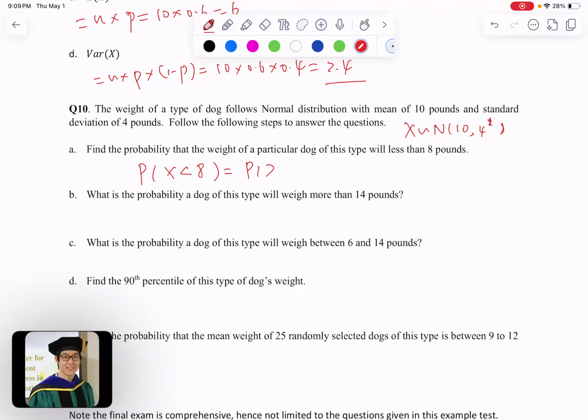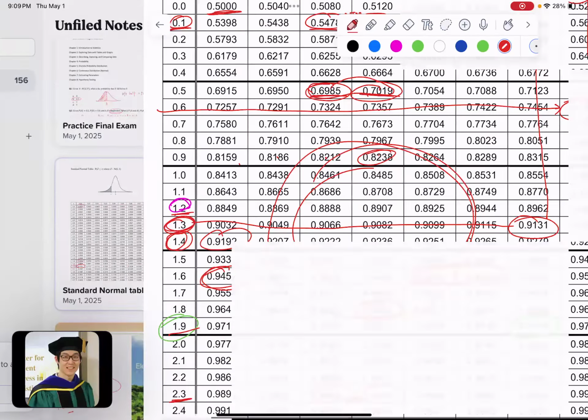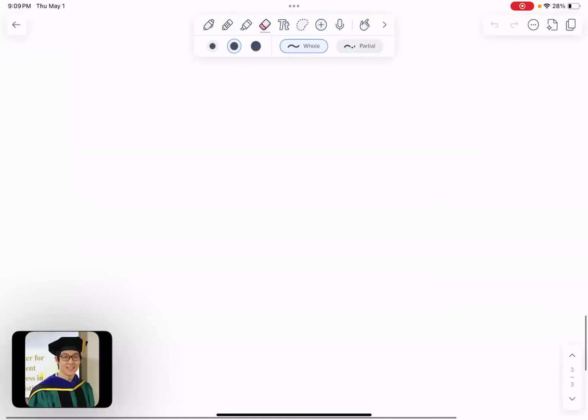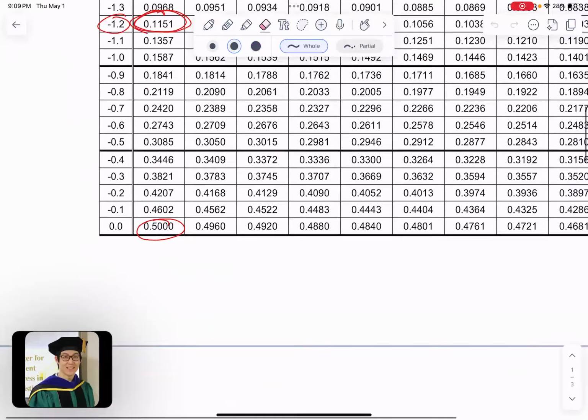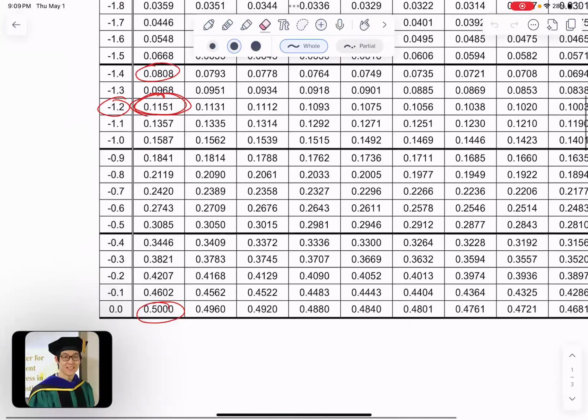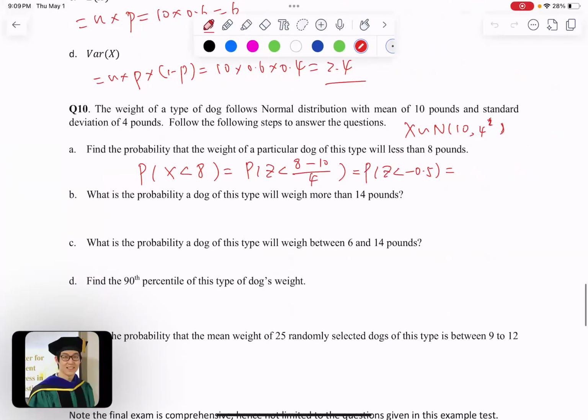So that's probability of z smaller than 8 minus 10 over 4. So that's probability of z smaller than negative 0.5. So we check the normal table. Negative side, 0.5, 0 is right here, 0.3085. Okay, we're done with that.